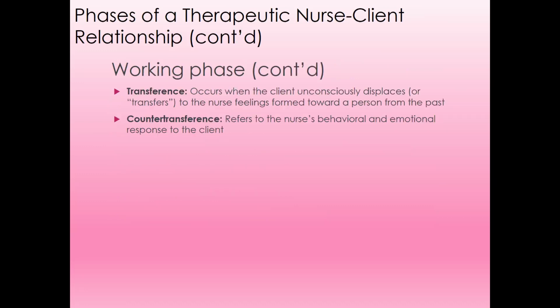Transference and countertransference are potential issues in the working phase. So transference occurs when the client unconsciously displaces to the nurse feelings formed towards a person from his or her past. Transference can interfere with therapeutic interaction when feelings being expressed include anger and hostility. Anger towards the nurse can be manifested by uncooperativeness and resistance to the therapy. Transference can also take the form of overwhelming affection for the nurse or excessive dependency on the nurse.